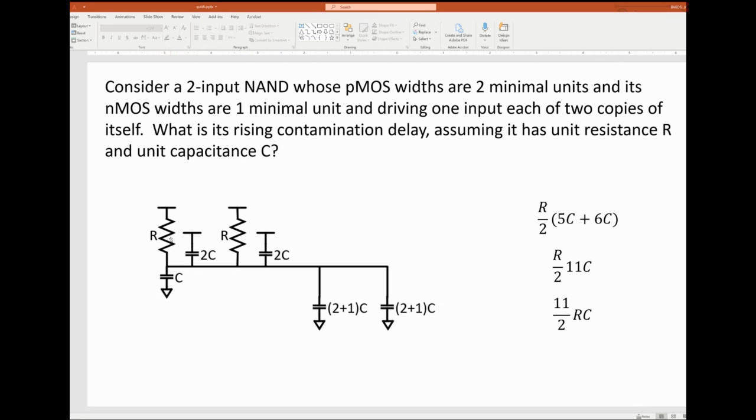So the capacitance is still going to be 11C, so the resistance will be either R or R over 2. So yeah, basically there's a big gap between contamination and propagation.